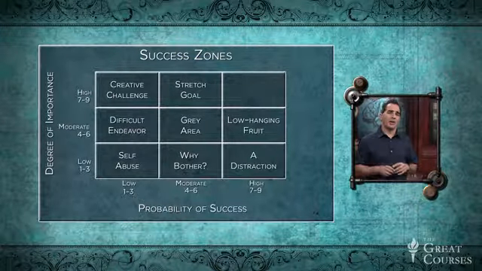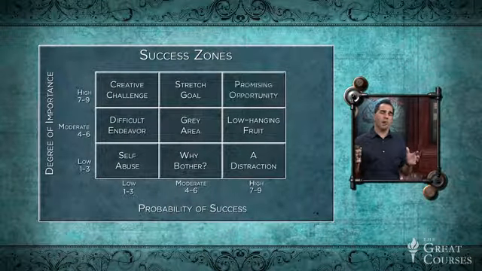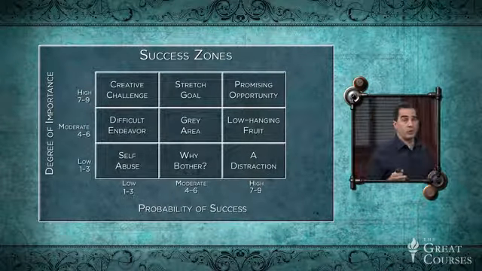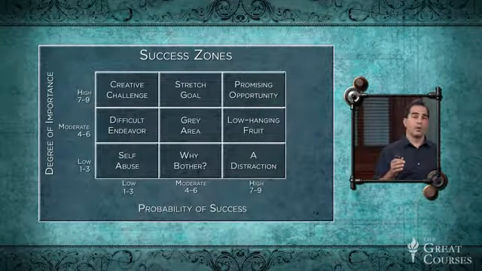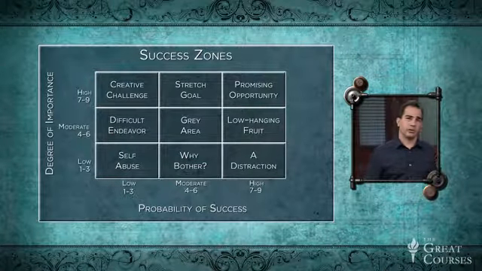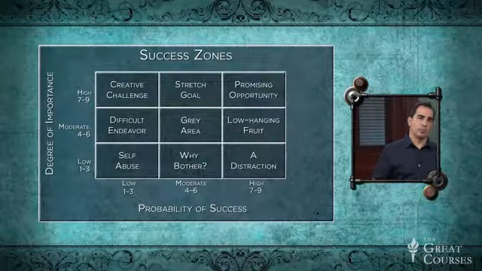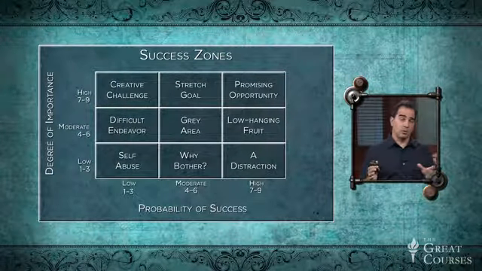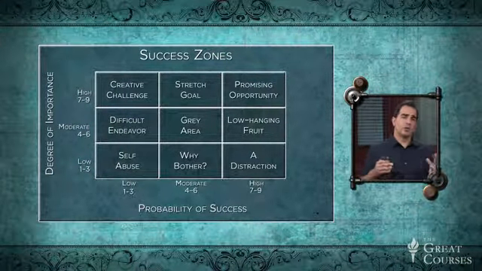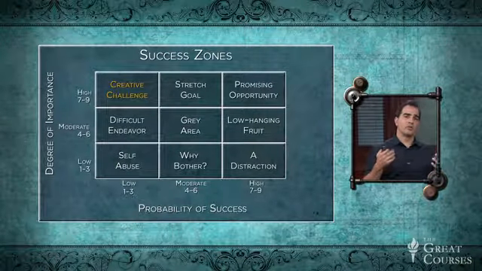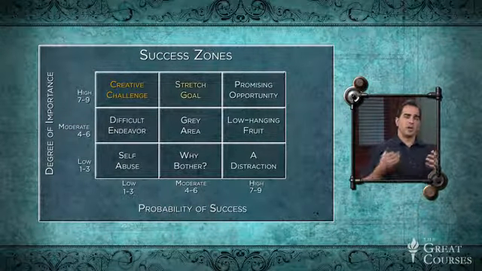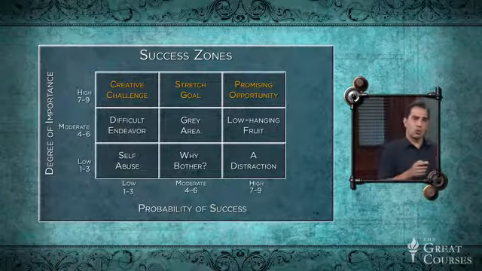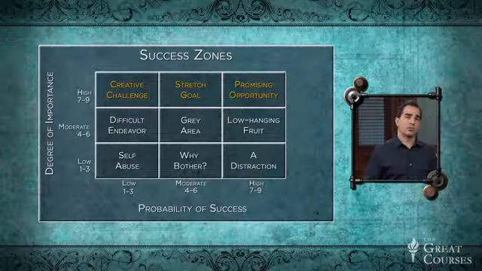And then in our last scenario, we have what we call promising opportunities. These are scenarios, these are goals, these are wishes that are both high in probability of success and high in degree of importance. Those areas within this success zone that really require the most creative thinking are the creative challenges, the stretch goals, and the promising opportunities. Here's where we might bear the greatest fruit.